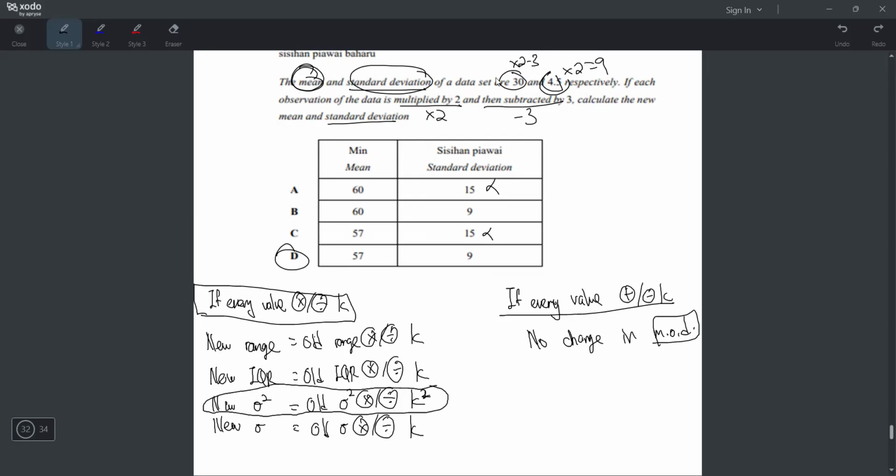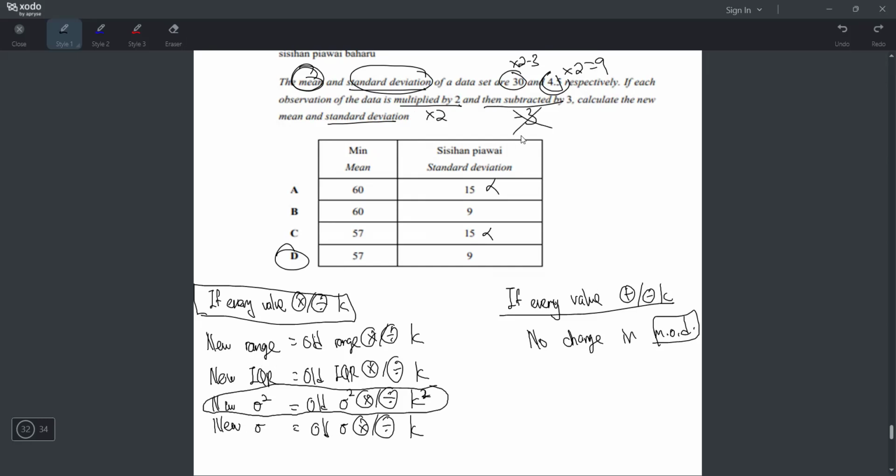So now tell me, this question says every data, what happens? Each observation of data is multiplied by 2 minus 3. So what happens to your standard deviation? How will it get affected? You do not have to minus 3 also, you only have to times 2. Yeah, you have to times 2 the standard deviation.